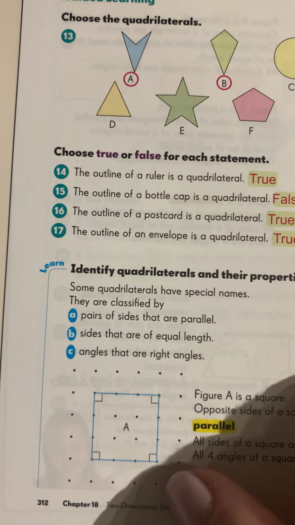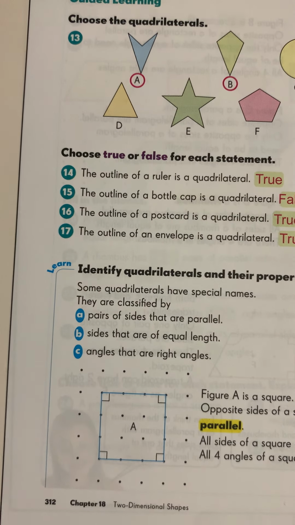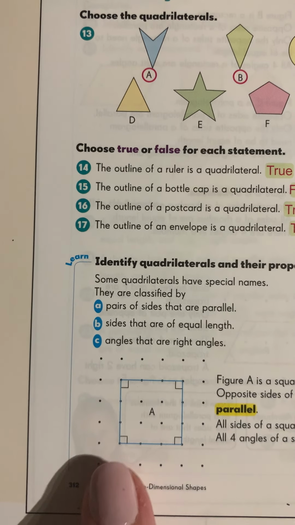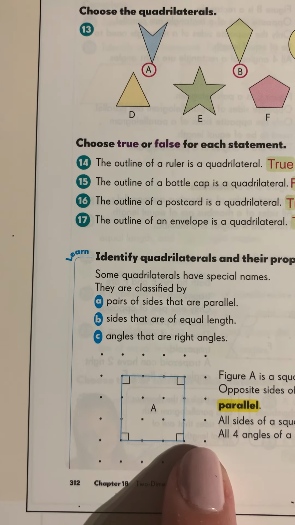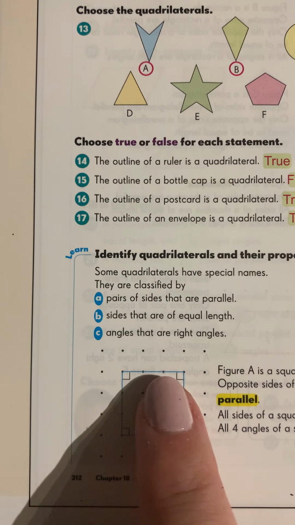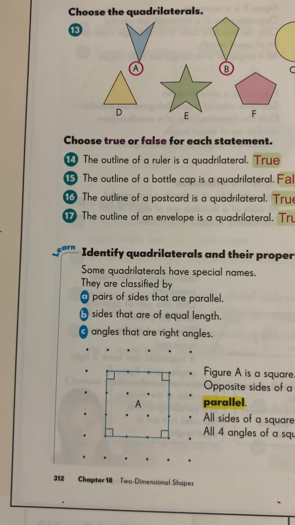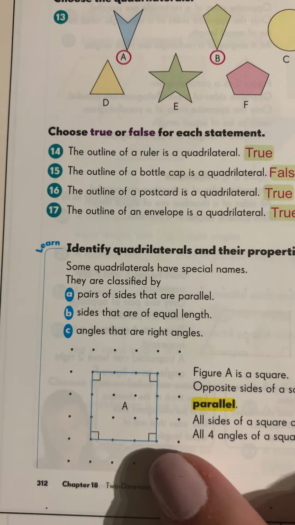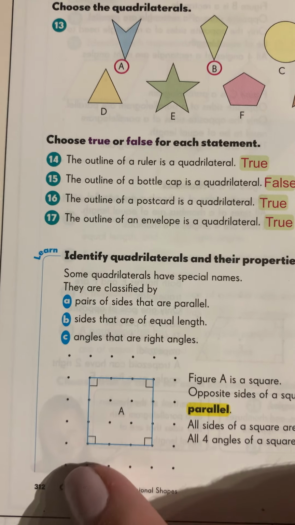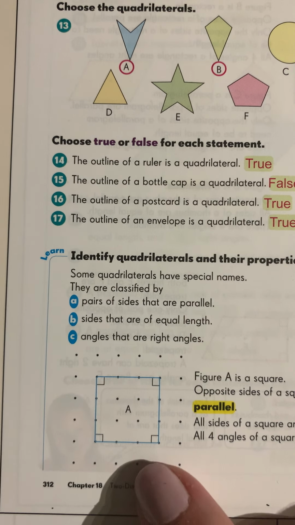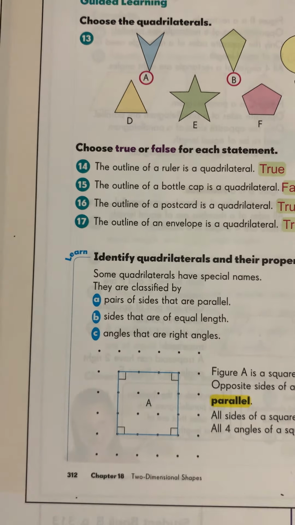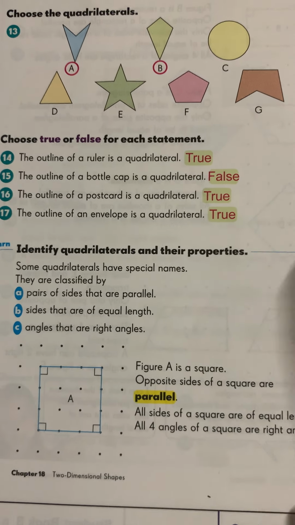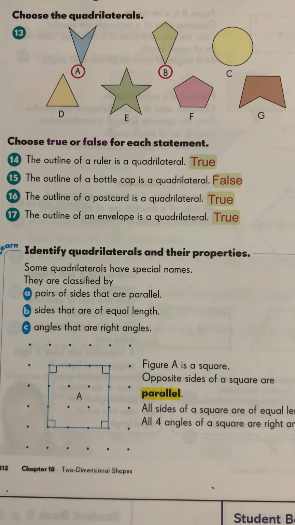So look, I have 1, 2, 3, 4 dots. 1, 2, 3, 4 dots. 1, 2, 3, 4, and 1, 2, 3, and 4. So all of the sides are equal length and all of the angles are right angles. Is that true? Are these all 90-degree angles? Yes, and I can even tell by the angle symbol that is inside of this quadrilateral. So figure A is a square.